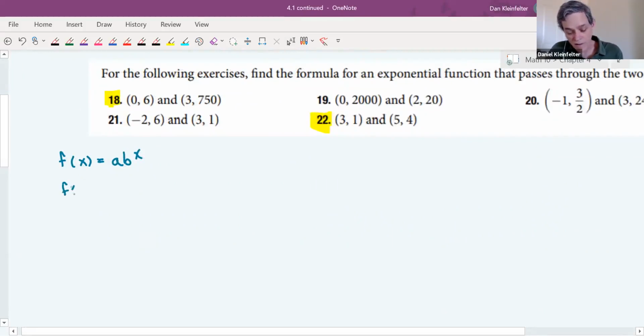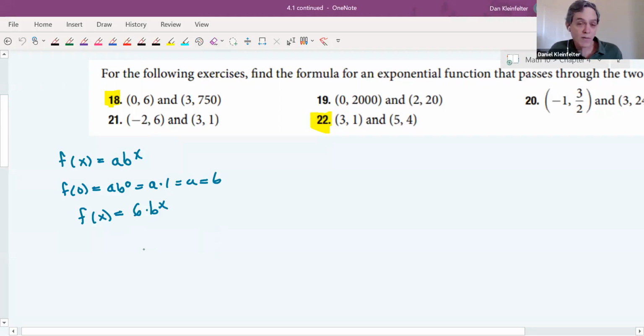So f of 0, which is ab to the 0, is a times 1, or a, that has to equal 6, right? When the input is 0, the output is 6. That's the fact that the point (0, 6) is on the graph of the function. So this tells us that a is 6. So what I've got so far is that f of x equals 6b to the x. And so we'll use the second point to figure out what b is.